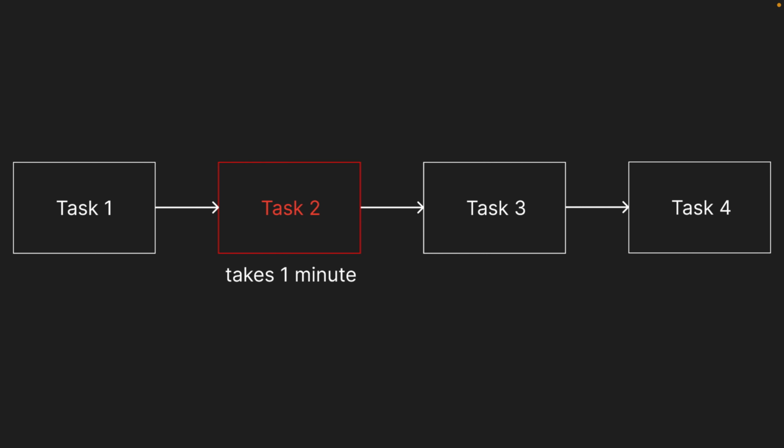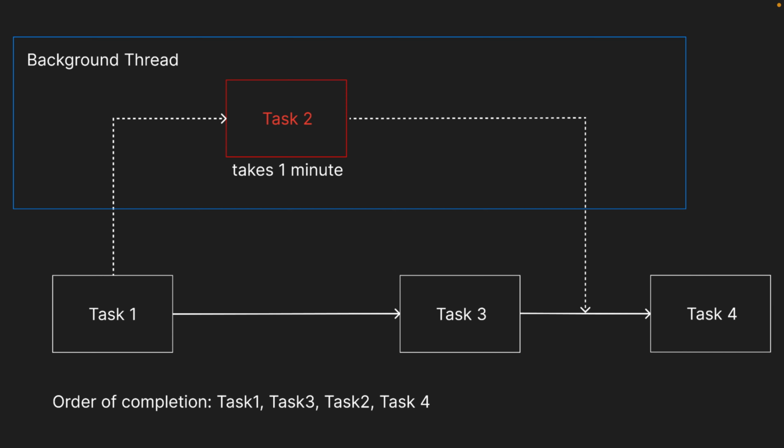So if task 2 takes 1 minute, and the rest of them take a couple of seconds, you can see that task 3 has to wait until task 2 is completed, although task 3 takes 1 second. Asynchronous programming, on the other hand, allows tasks to run in the background without blocking the rest of the code. This means that multiple tasks can be running simultaneously, improving the overall performance and responsiveness of your application.